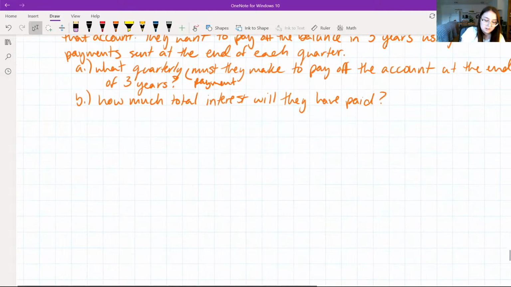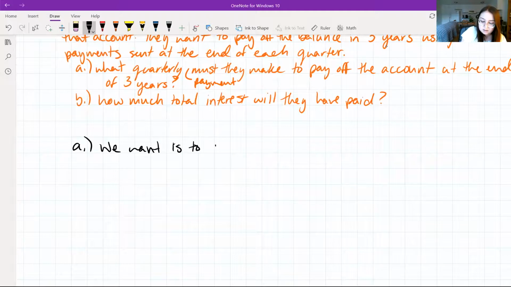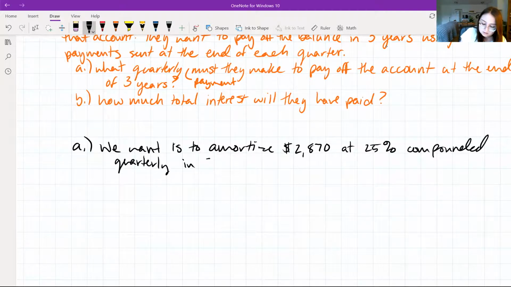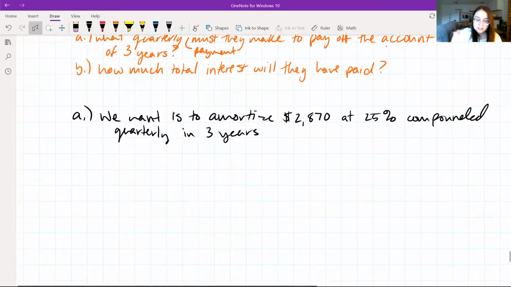So for part A, what we want is to amortize our $2,870 at 25% compounded quarterly in 3 years. If we're compounding quarterly for 3 years, we know that's going to be 12 payments.